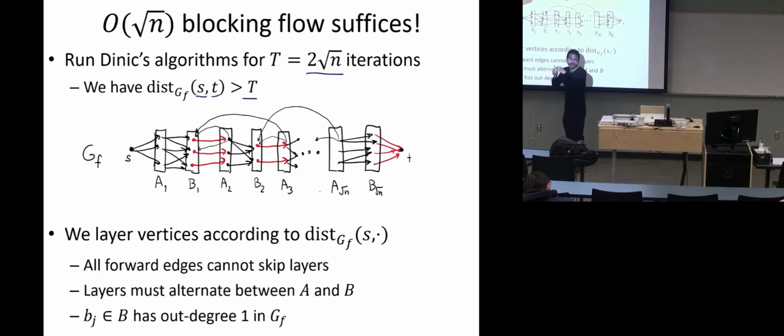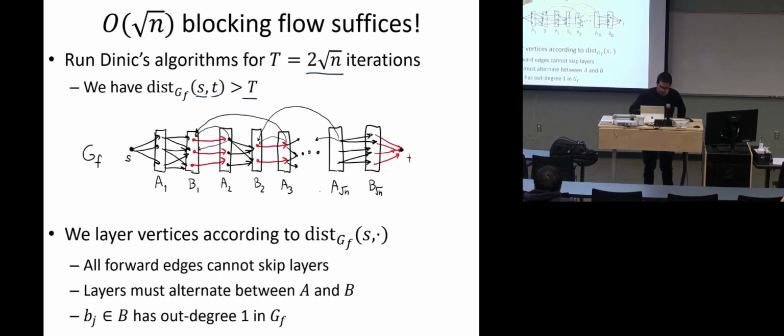There are no edges between A and A. There are no edges between B and B. So if there is an edge here, one endpoint must be from A, and one endpoint must be from B. So you get this alternating layer between subsets of A and subsets of B.